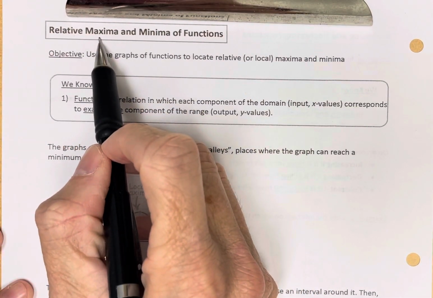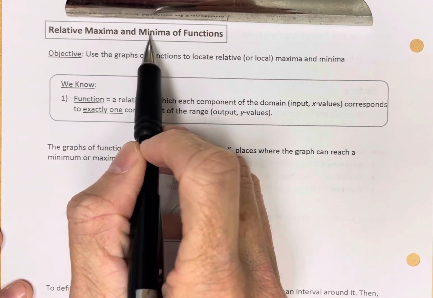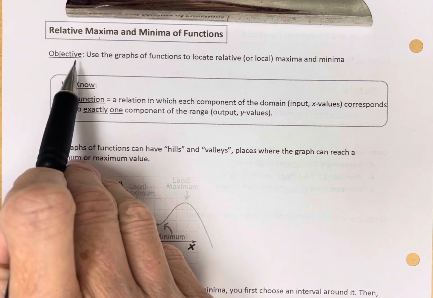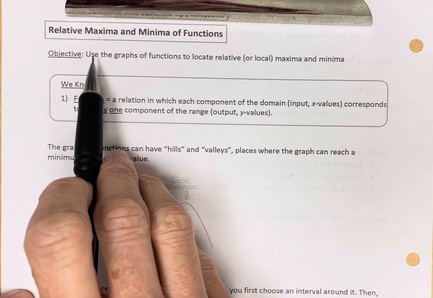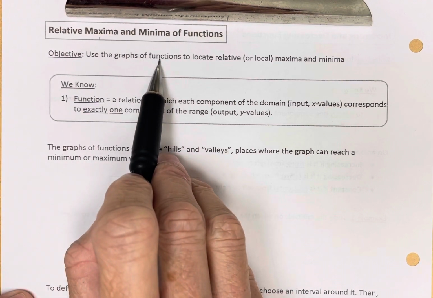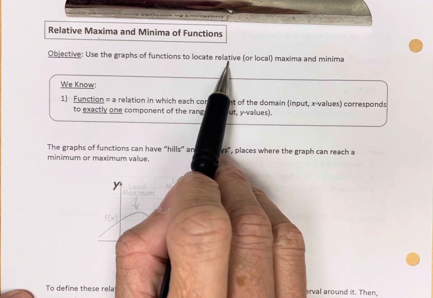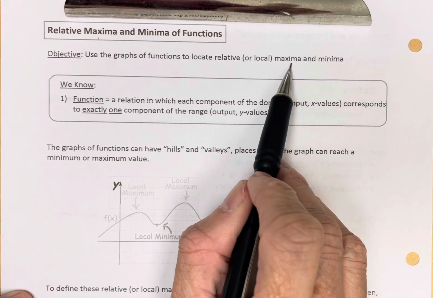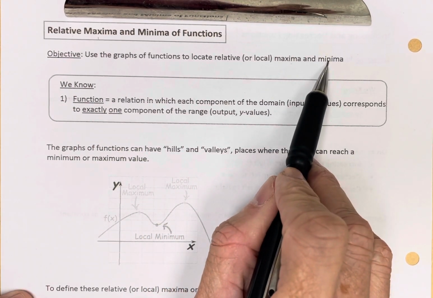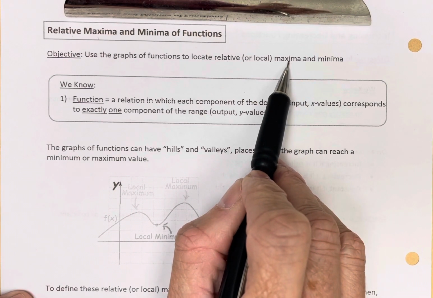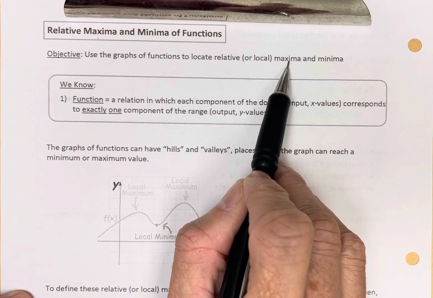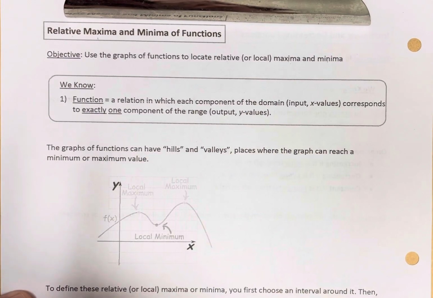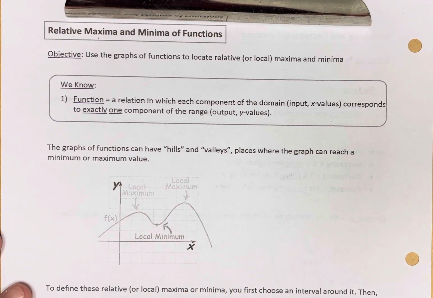Relative maxima and relative minima of functions, from their graphs. Our objective for this video: we want to use the graphs of functions to locate relative, also called local, maxima and minima. Maxima is plural for a relative maximum, and minima is plural for minimum. So what do we know that's going to help us here?